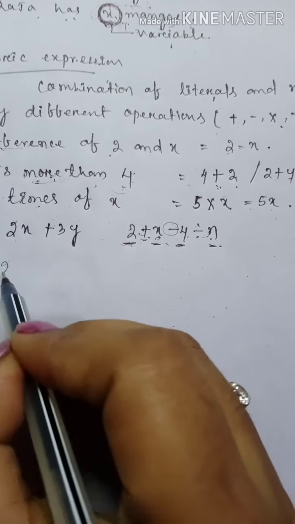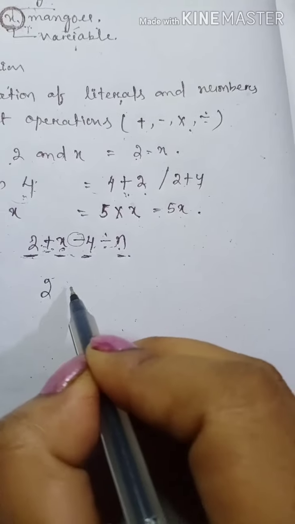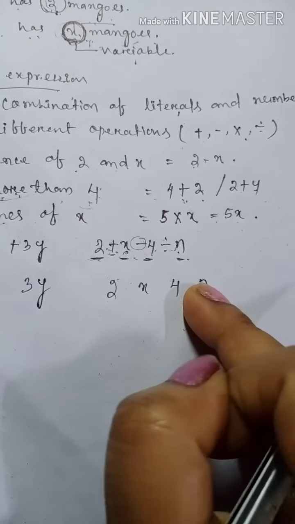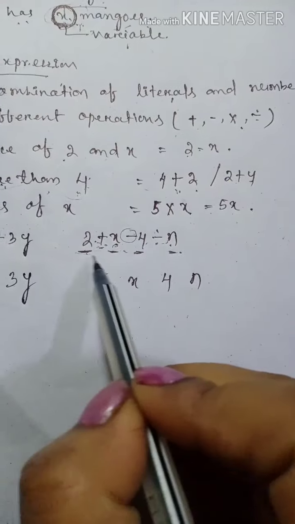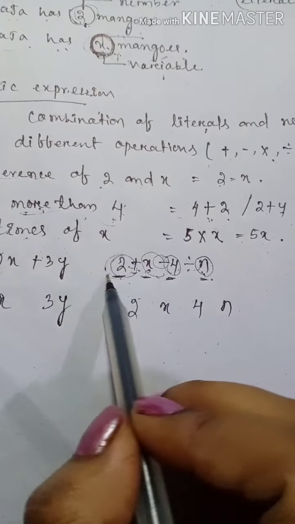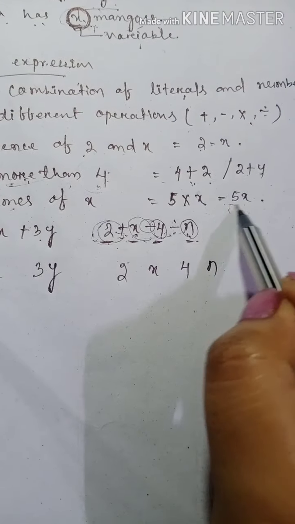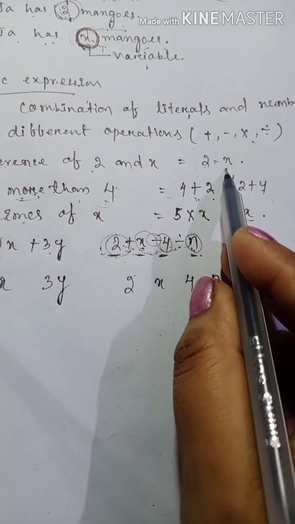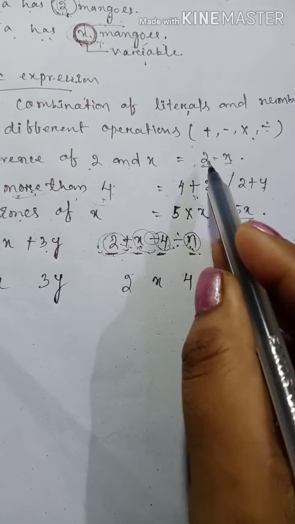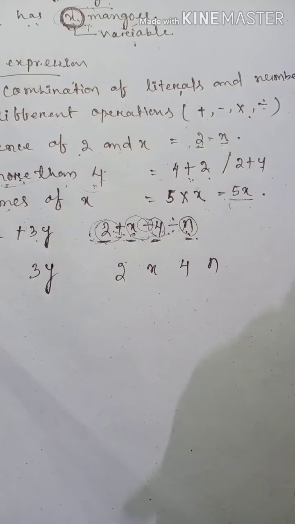In this expression, 2x is a term, 3y is a term. Here 2 is a term, x is a term, 4 is a term, n is a term, because they are separated by different signs. Each part is known as a term. So in this expression there are 4 terms, in this expression there are 2 terms, in this expression there is 1 term, in this expression here 2 terms. 2 minus x means it is a term, it is also a term. Whether that is a number or a variable, they are all terms. Okay, clear? Can you understand?